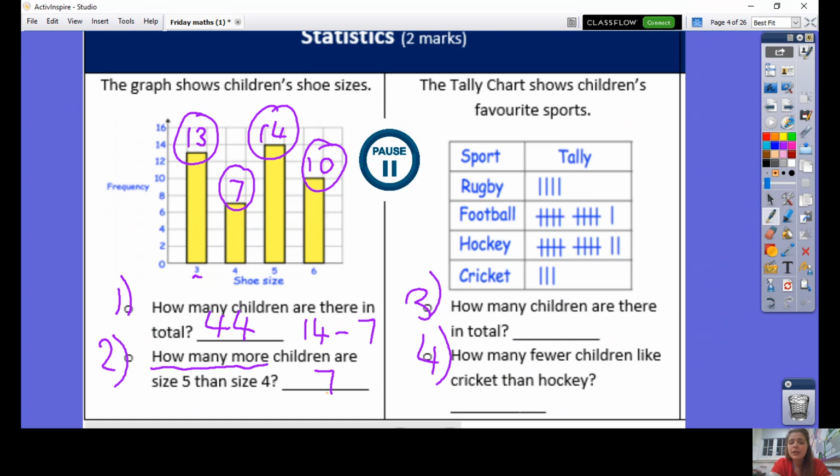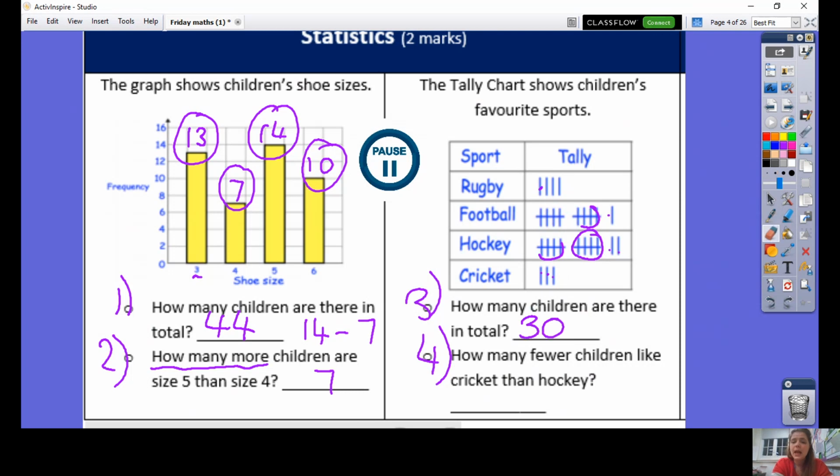Okay, how many children are there in total? The quickest way to do this is add up your total groups of 5 first. 5, 10, 15, and 20. Now I'm going to add up my ones. 20, 21, 22, 23, 24, 25, 26, 27, 28, 29, and 30. There are 30 children in total.